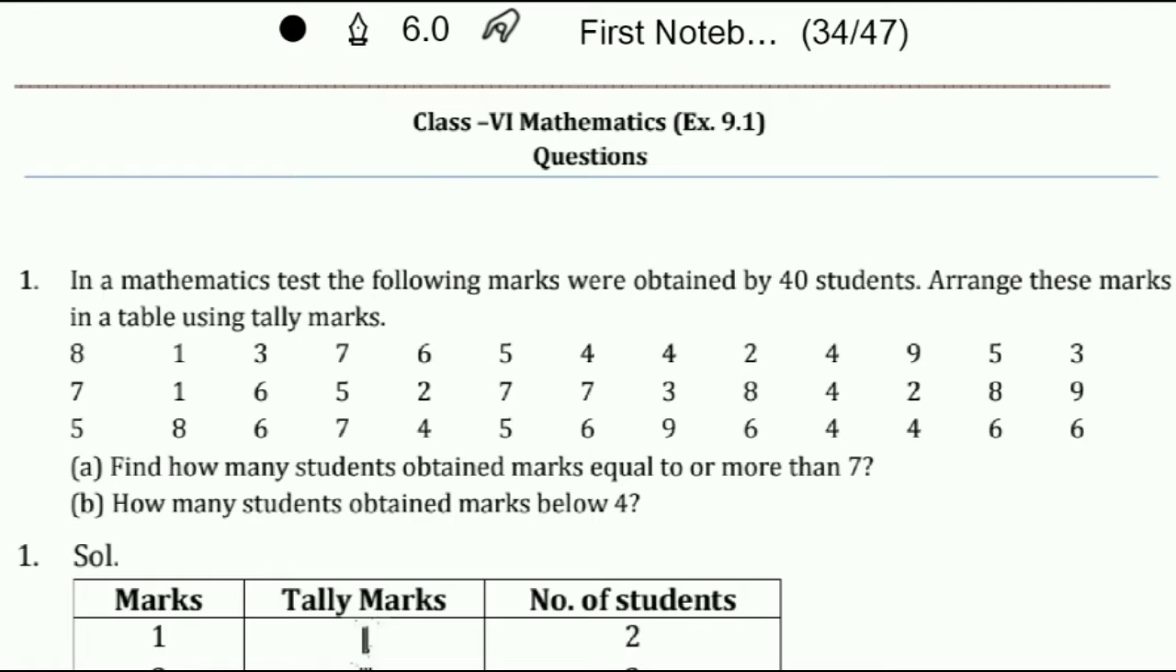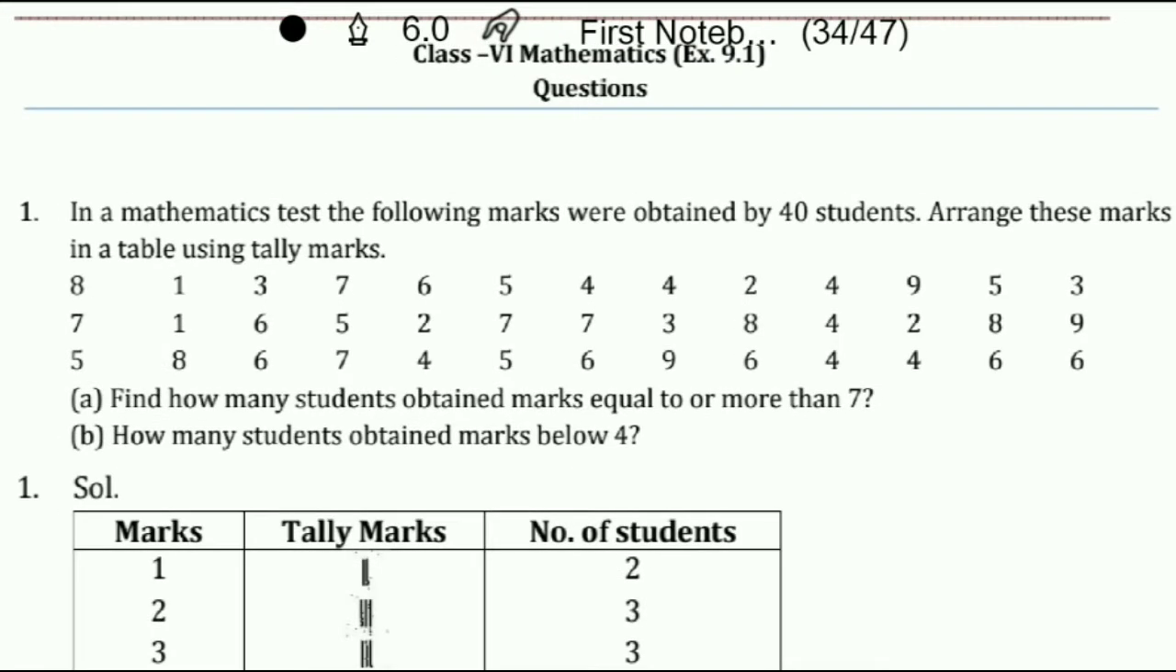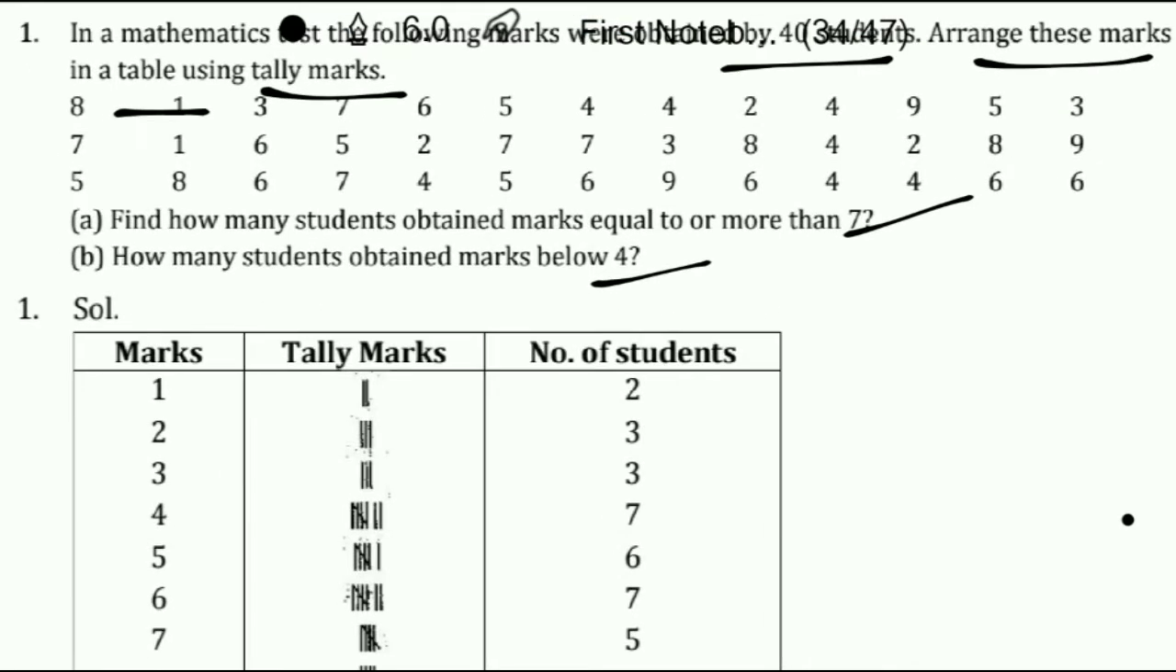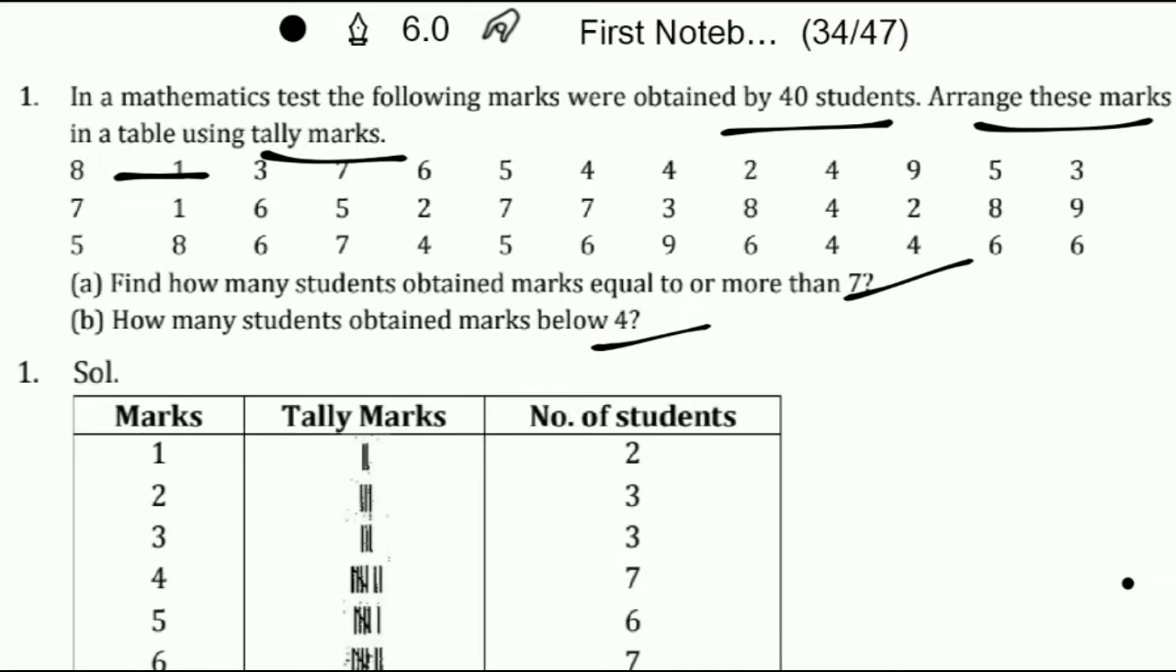Question number 1. In a mathematics test, the following marks were obtained by 40 students. Arrange these marks in a table using tally marks. So these are the marks we have to arrange in the tally table, or we can say tabular form. After completing the tally marks, we will find the answers to these two questions. First, the marks we have to count. So how many are there? 2. 1 and 2. So here we will write 2, and in tally marks we can write 1 and 1. It means 2 lines.